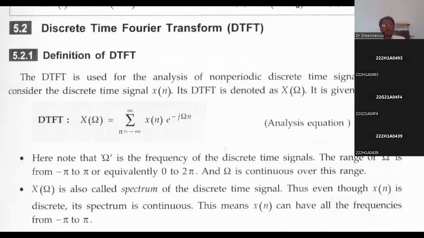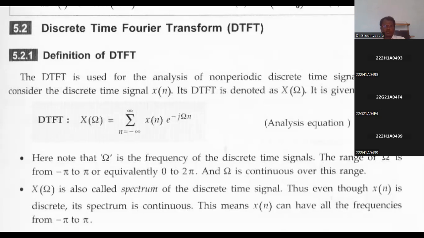Now, already we know the continuous time Fourier transform formula. The Fourier transform of x of t is X of omega, equal to the integral from minus infinity to infinity of x of t into e power minus j omega t dt. The same formula we are just modifying. Wherever we have x of t, we are going to replace it with x of n. Yes, x of n means discrete time signal.